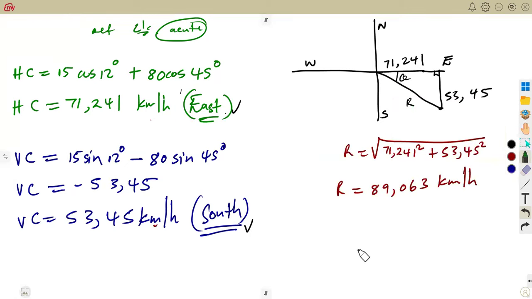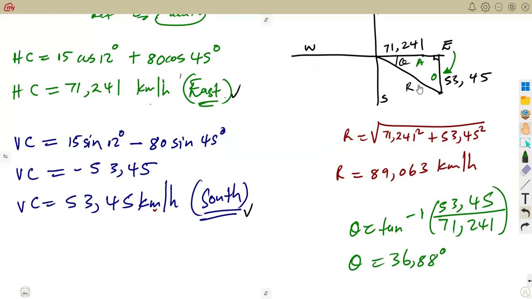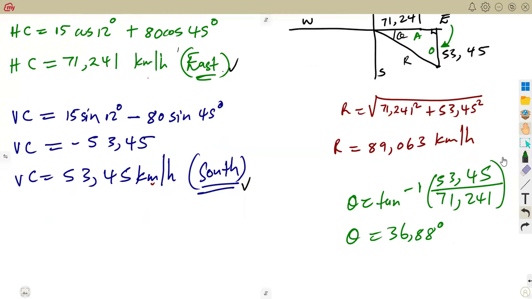Then the theta, the angle between there, is arctan of opposite over adjacent. So that's arctan of the vertical, 53.45, over the horizontal, 71.241, all being positive. Remember, these must be positive. Calculating this gives us 36.88 degrees. That is from east to the south in terms of direction. Theta is inside the triangle. You must start from a line, from the east going the south way, or from the south going the east way. You don't just start from the air. That is how you take your answers. So therefore, our resultant velocity is going to be what?